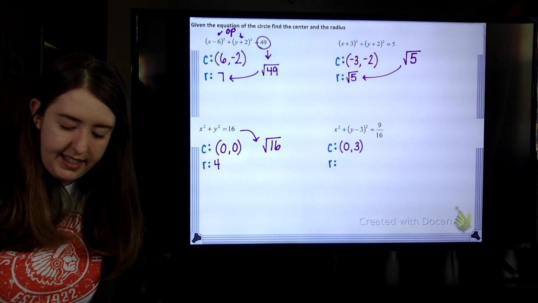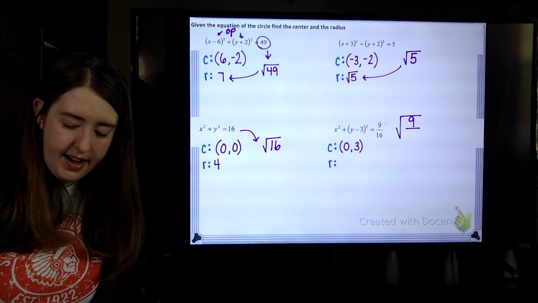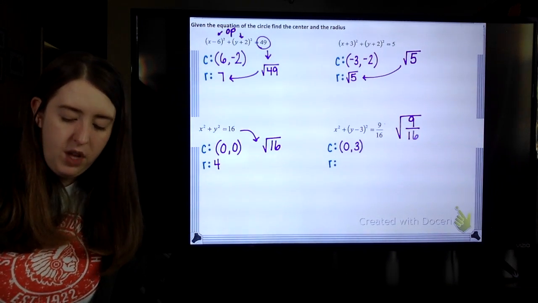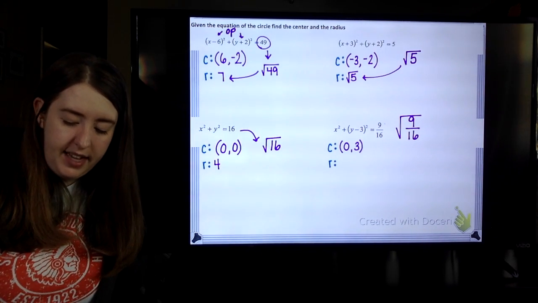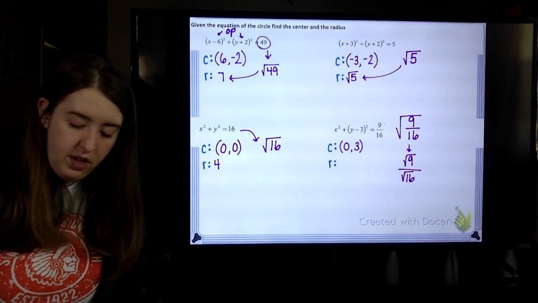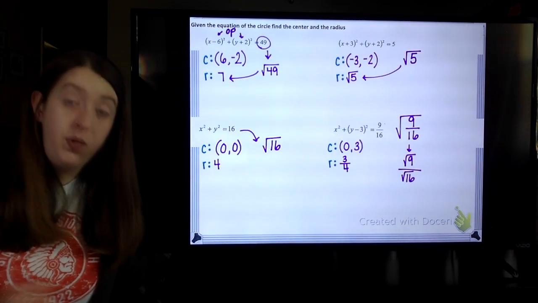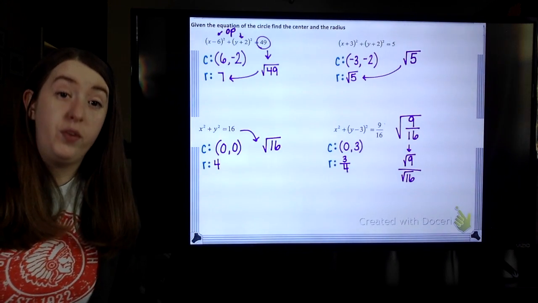Over here, my radius squared is equal to 9 over 16. So I need to take the square root of 9 over 16, which is the same as taking the square root of 9 and dividing that by the square root of 16. So the square root of 9 is 3, the square root of 16 is 4, so my radius is 3/4.